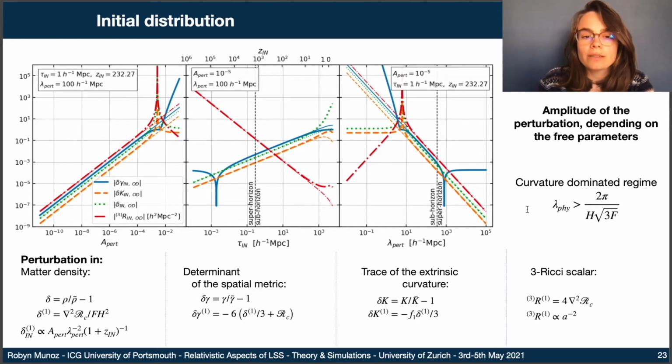And so this is always for perturbations of wavelengths that are superhorizon. And so when you think of an overdensity, it is a compact region of space. And so intuitively, you would say that the volume element is smaller than the background. And this is what you observe here in the matter-dominated part. But actually in the curvature-dominated regime, you have a sign change, and so the opposite happens. The volume element is larger in the overdensity compared to the background. So that's an interesting feature from there.